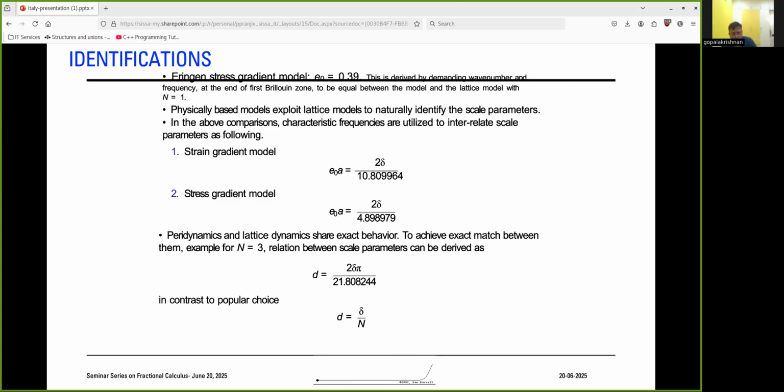these three models. For example, if you look at the strain gradient model, the value of the scale parameter is 2 delta, where delta is the horizon of the peridynamic model. Similarly, in the stress gradient model, we can get that. This is basically by comparing these results, because that is a problem if we want to match all the three atomistic models to the lattice dynamics model. And we can also get the lattice spacing in terms of the peridynamics model, which is the third equation given. And this is actually more exact. In contrast, people popularly use horizon by n, where n is the number of terms in the series in the peridynamics model, which I showed before.